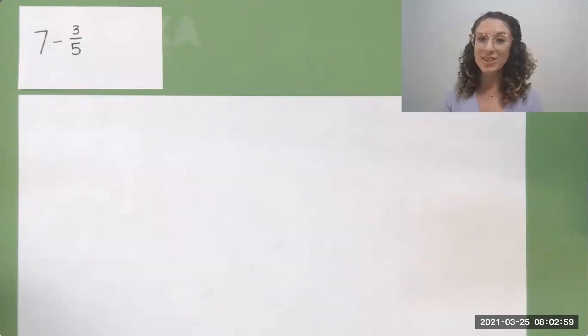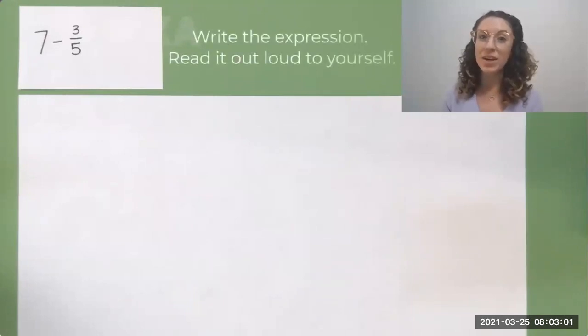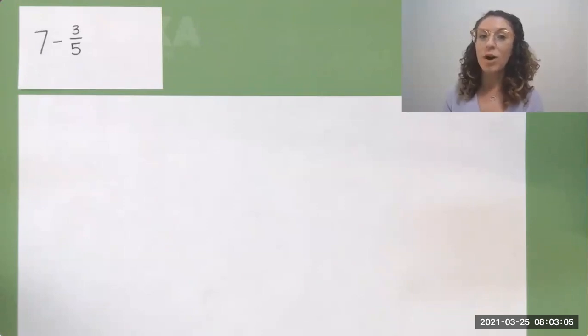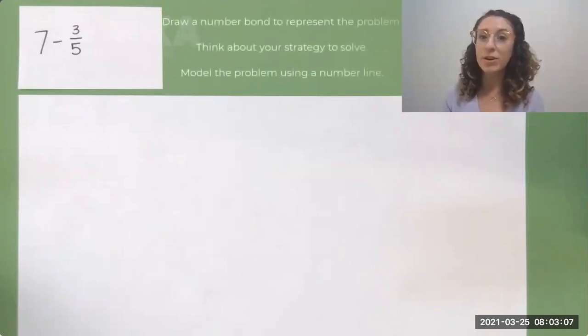Now try this one on your own. Write the expression and read it out loud. 7 minus 3/5. Draw a number bond to match. Think about your strategy, then model with a number line. Pause here and hit play when you're done. I can't wait to see your work.